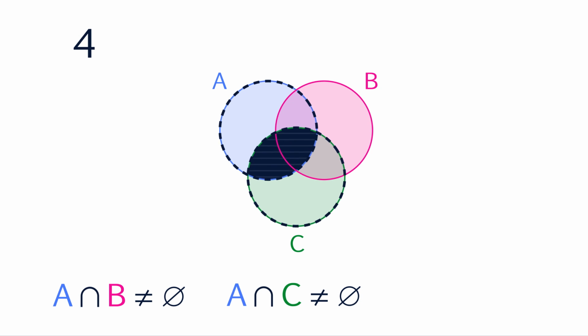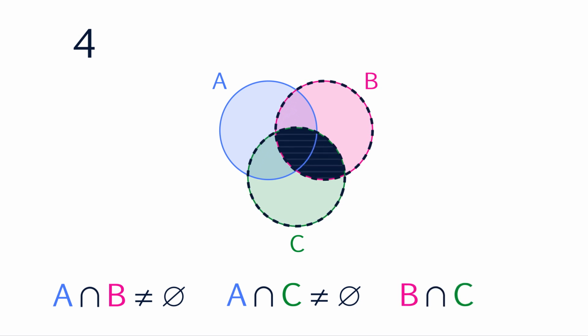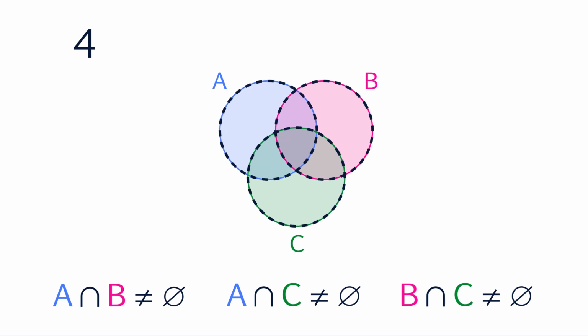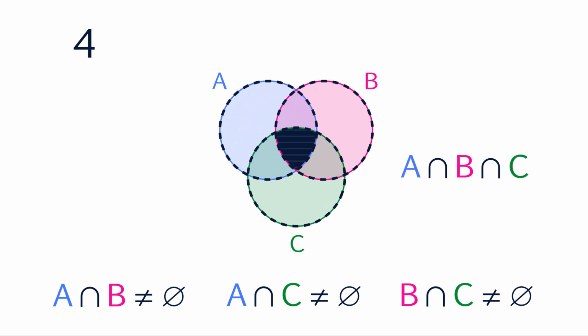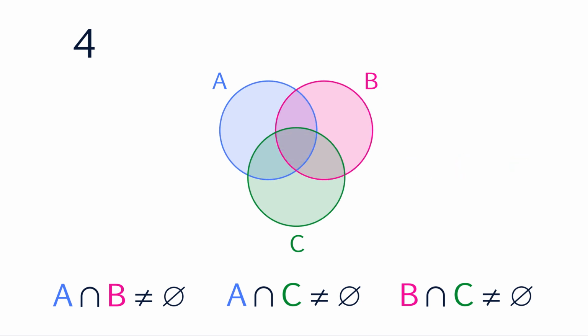not an empty set. The same is the case for sets B and C. They also share common elements. The intersection of sets B and C is therefore not an empty set. What remains is whether sets A, B, and C all share any common elements. This may or may not be the case. The intersection of sets A, B, and C may therefore be an empty set, but it doesn't have to be. You will learn more about that later.